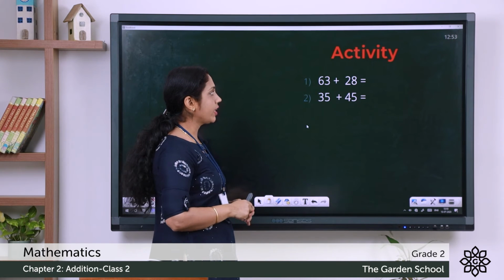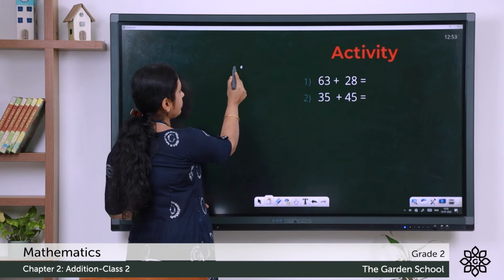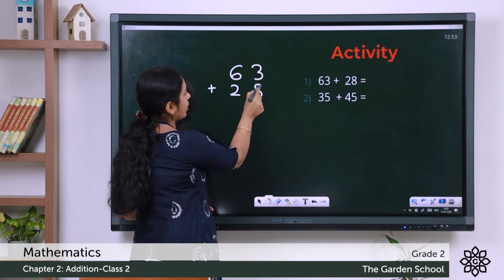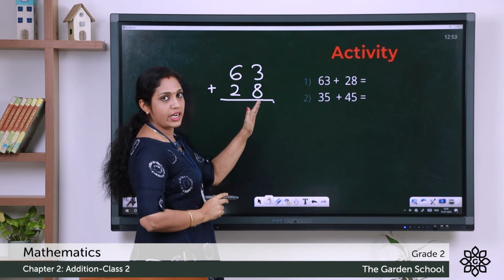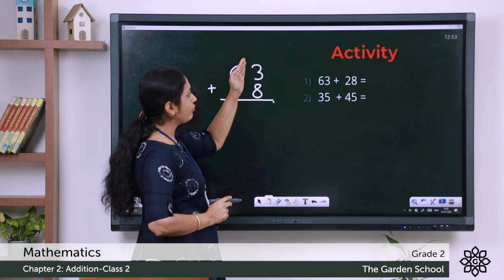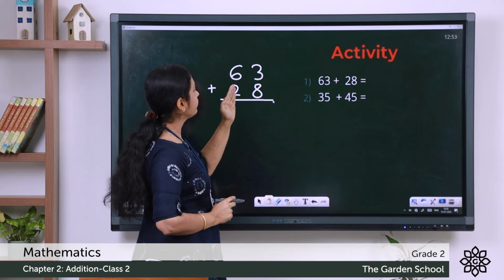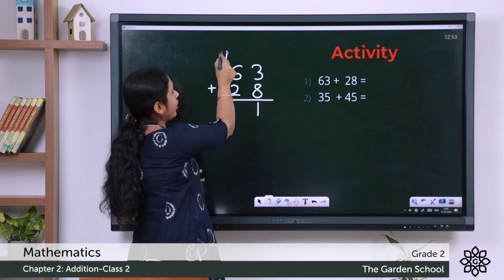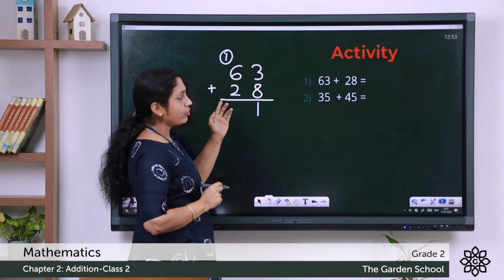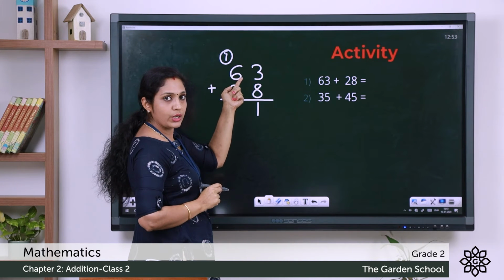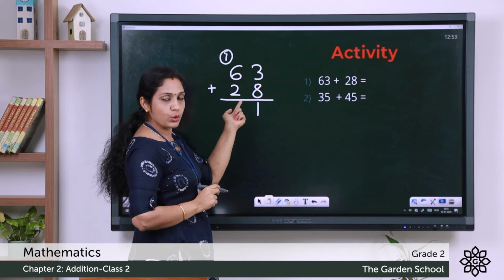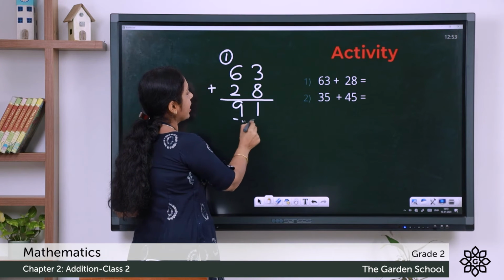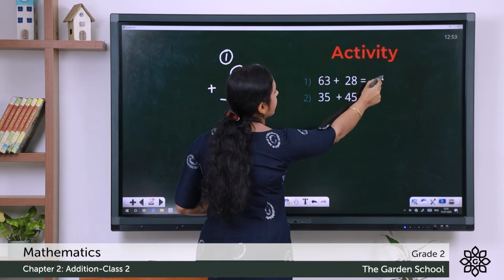We have 63 plus 28. We have to add from the right side, from the ones position. So, first we have to add 3 plus 8. What is 3 plus 8? It's 11. We wrote 1 here and we took the carryover 1 here. Now, we have to calculate 1 plus 6 is equal to 7. 7 plus 2, how much do we get? 7 plus 2, it is 9, and the answer is 91. So, we can write this here, 91.